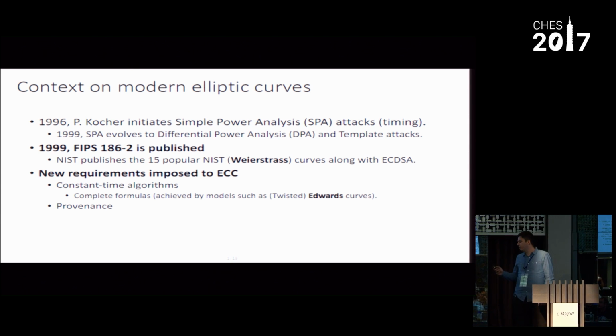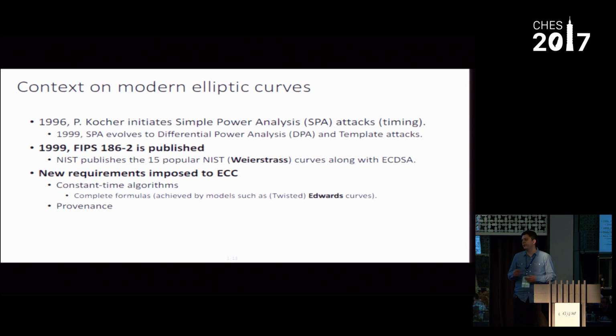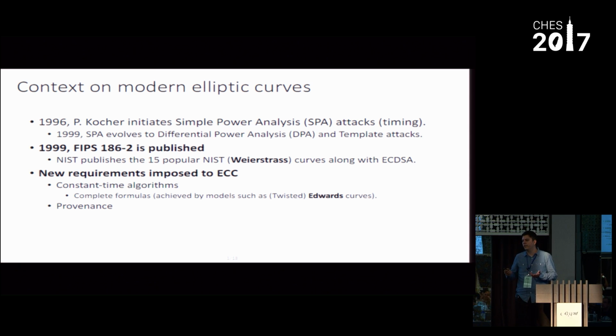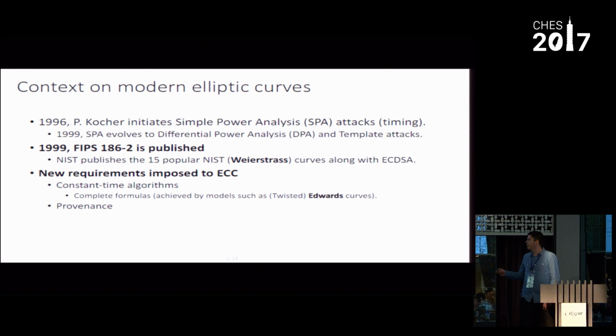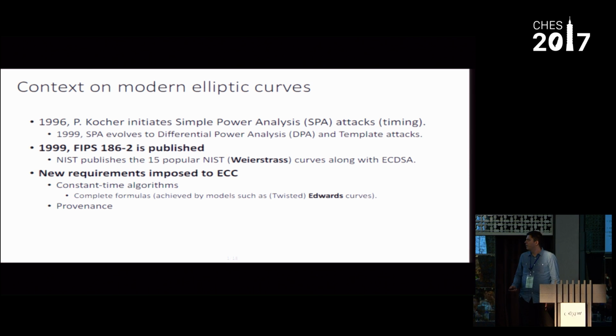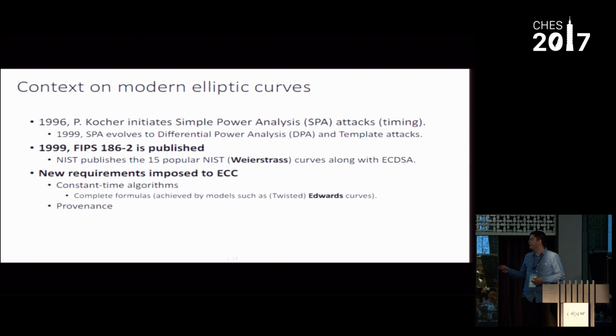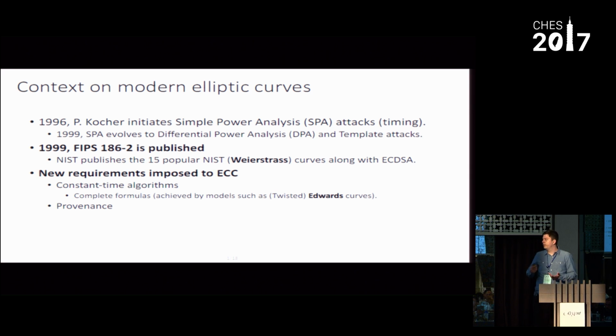So there's another model that had complete formulas, no exceptions. When you want to add a zero point or a non-zero point, these formulas always run in constant time. Another interesting new requirement, after Edward Snowden's revelations about the NSA and backdoors, is that we want to understand the provenance of the new elliptic curves. How do you build curves so that you prevent, or try to minimize, backdoors?